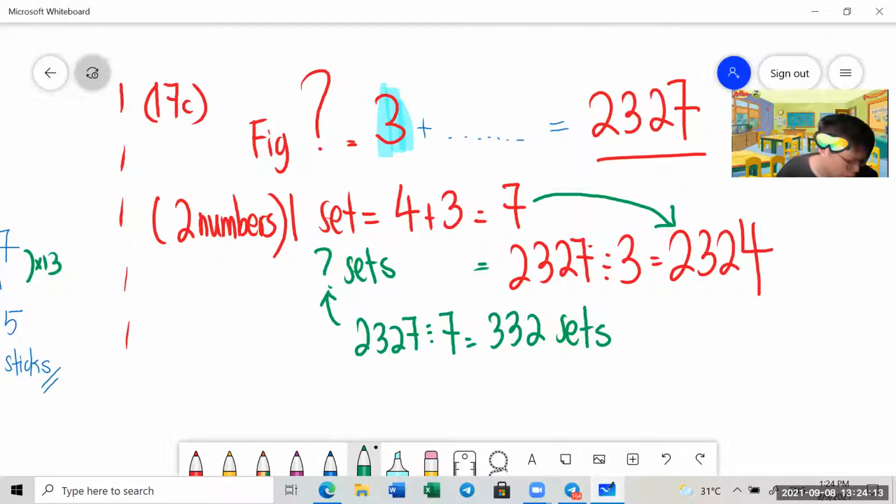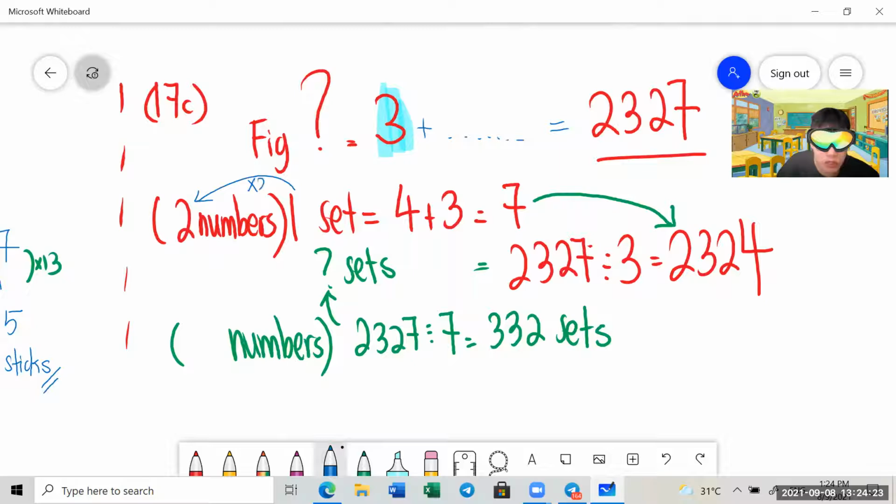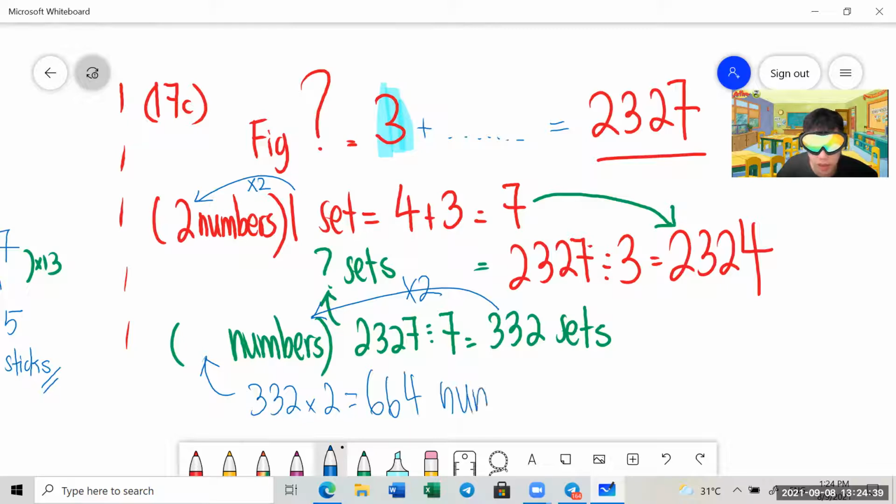Now, after that, you ask yourself, how do I get the number of numbers? Simple as that. How do I get from sets to numbers? I times 2, isn't it? So I also will have to times 2. To find this one, I do 332 times 2, which is equal to 664 numbers. Now, another pattern that I've observed is this.